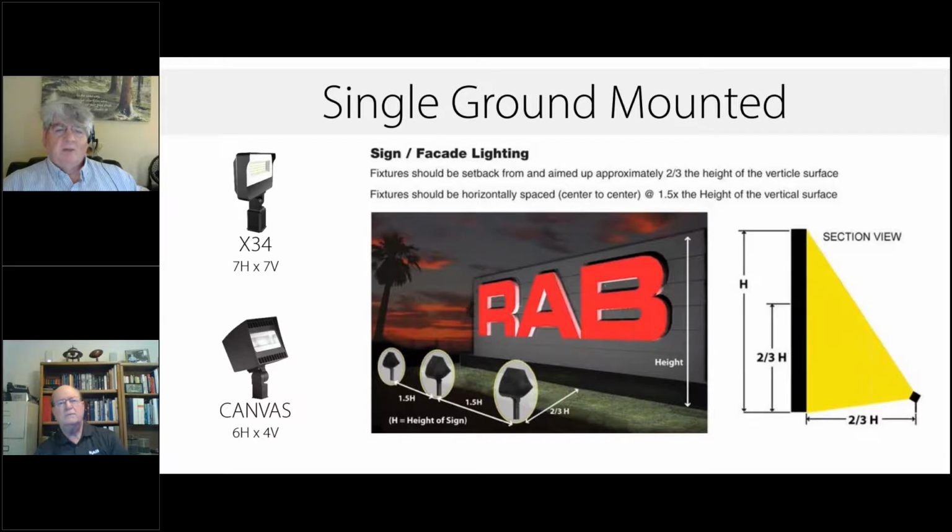I did want to point one other thing out: we're showing two fixtures here, the Canvas, which is a 6x4, a very uniform distribution in that rectangular shape. Right. And then we have the X34 and a 7x7. One of the advantages of the 7x7, because it has such a wide vertical distribution, is you can get away with moving it a little bit closer to the building and still do a nice job lighting it up. So when you're stuck in a constraint where you can't get the fixture as far back as you'd like, looking at something like the X34 may help you solve your problem. It has a little bit more forgiveness also, as well as moving it closer.